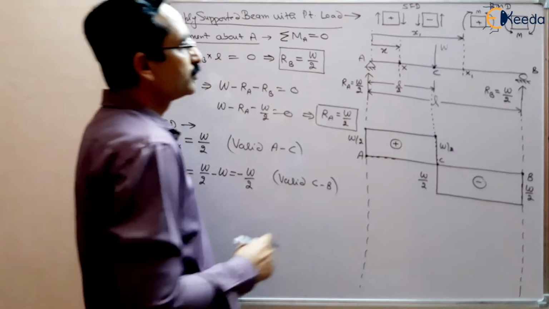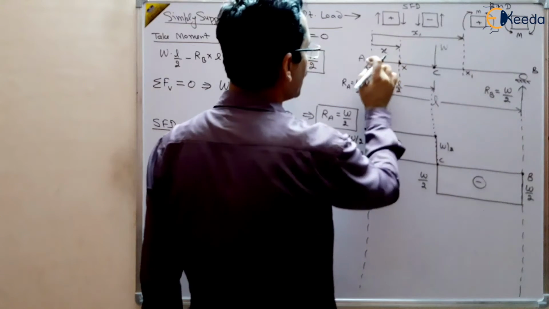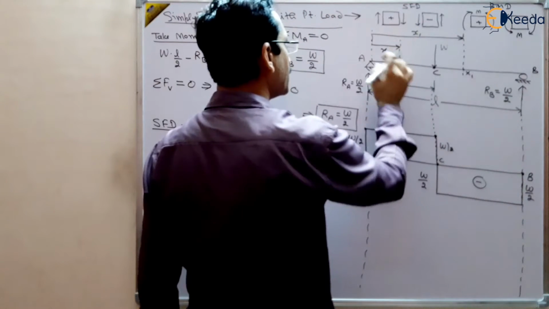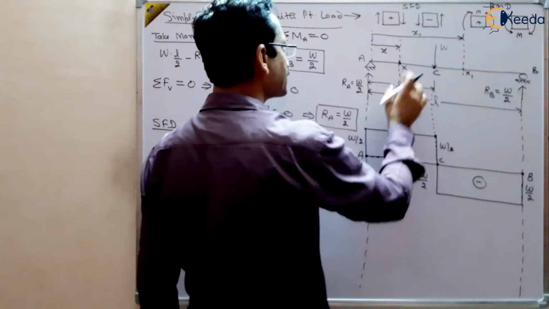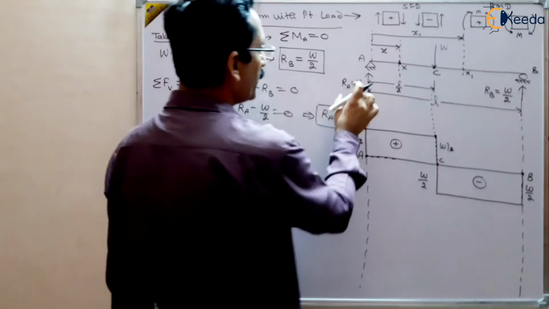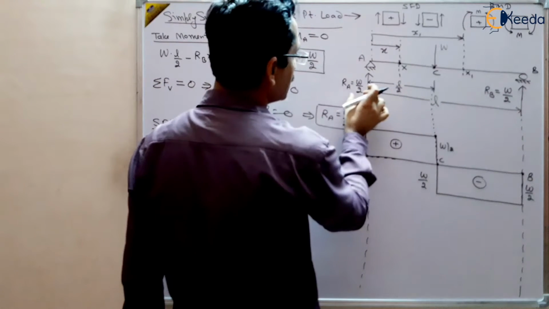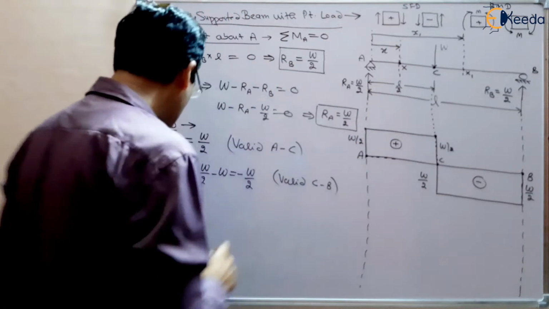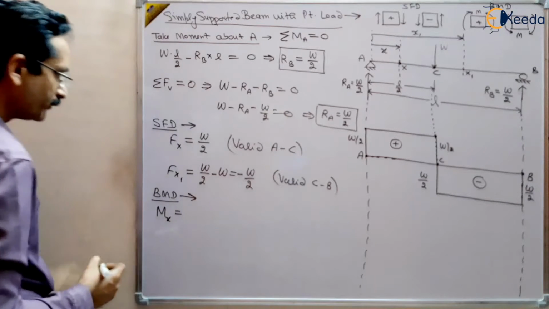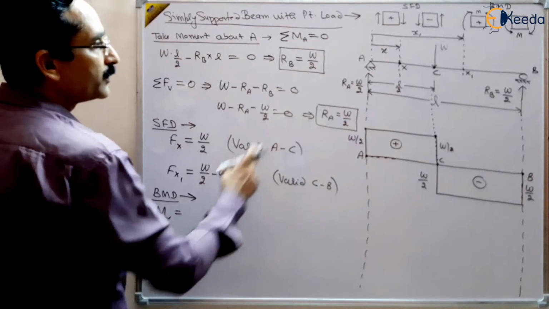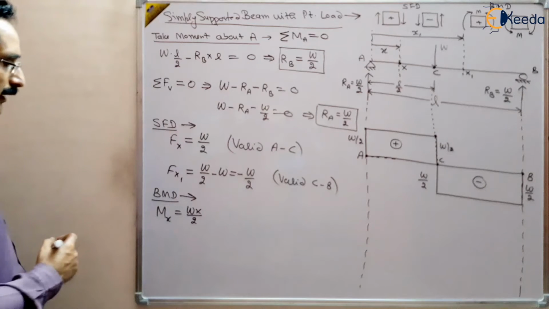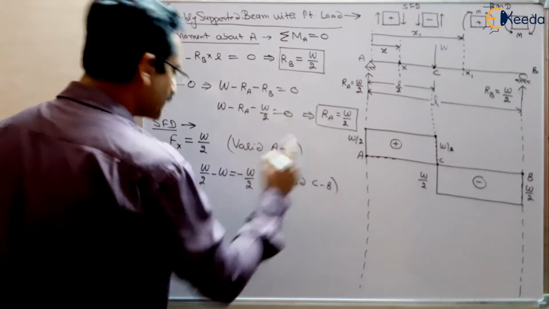Similarly, we can take two cross sections, one between A to C and another from C to B, and we can take x distance at a cross section x and x1 distance at a cross section x1, right? So the bending moment will be the moment of this W by 2 about this x. So this is W by 2 multiplied by x. So this will be the moment. So Mx will be equal to W by 2 multiplied by x, and this is valid between A to C.